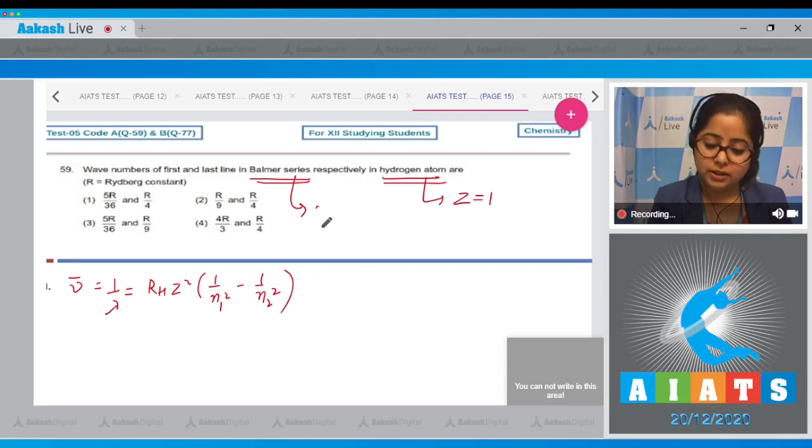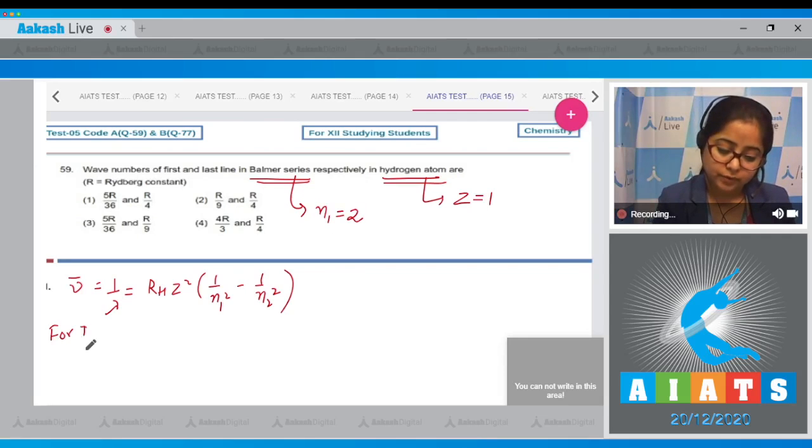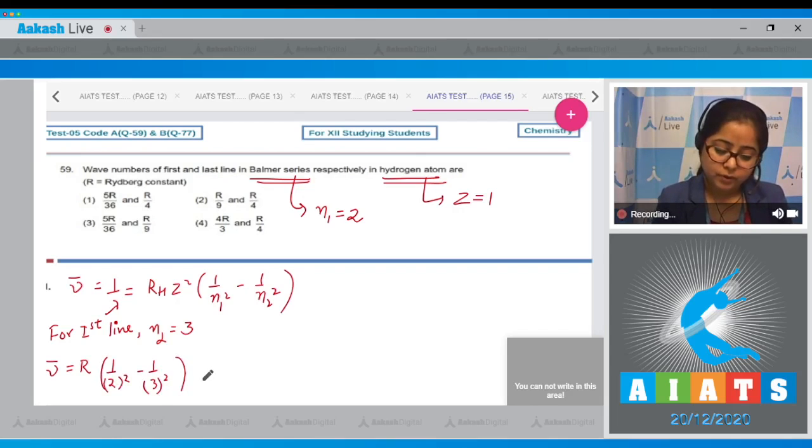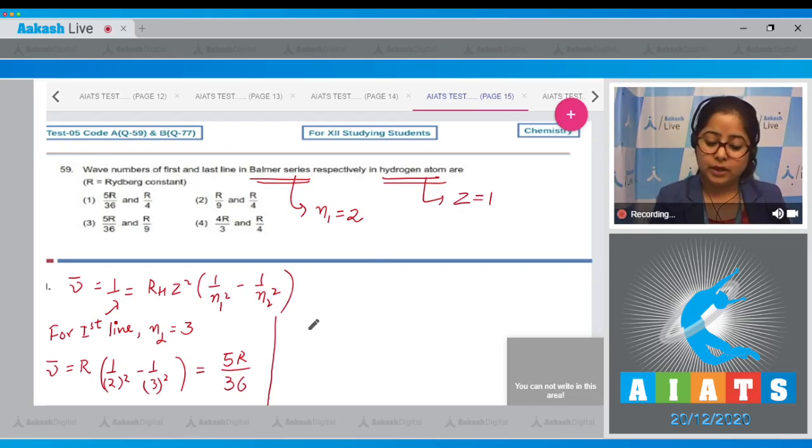For the Balmer series, n1 is equal to 2. Now student, first we will be calculating for the first line. For the first line in the Balmer series, n2 is equal to 3. So nu bar is equal to R, because the value of z is 1 and for RH here we have to take R, into 1 upon 2 square minus 1 upon 3 square, and the value will be 5R upon 36.